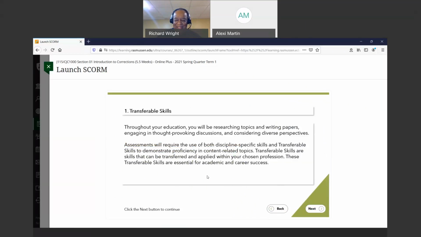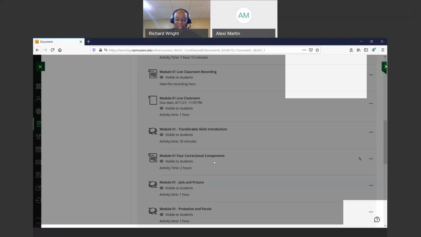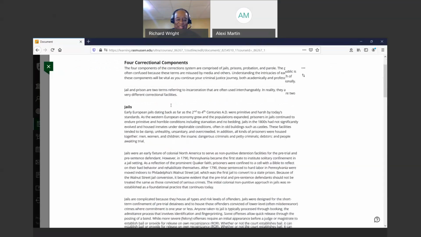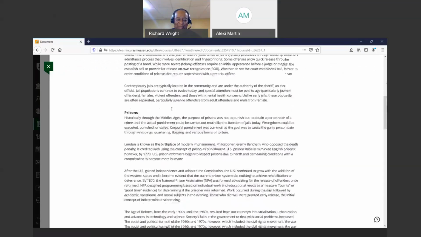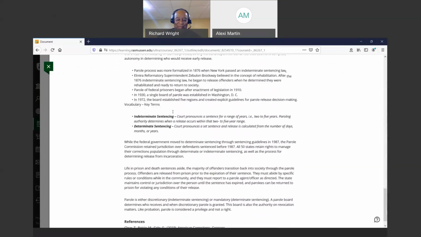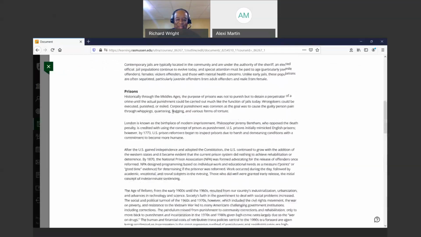Anyway, this is not good how they're doing this. But anyway, we'll have some discussions about that too. So we're going to talk about transferable skills anyway. The four components, which it breaks down and explains that I just talked about, and it gives you more details: jails, prisons, probation, parole, and it explains sentencing and so forth. And this is from your textbook.